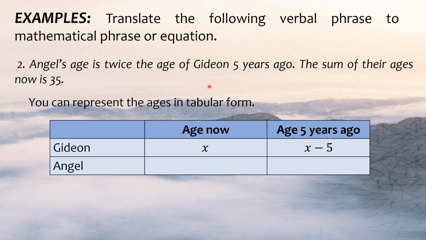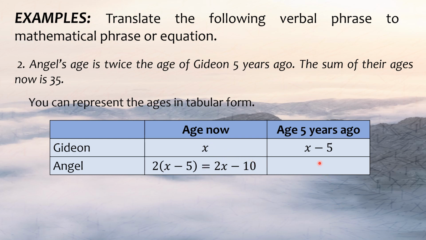Ibig sabihin, ang edad daw ni Angel ay twice. Kapag sinabing twice, 2 beses na mas mataas sa edad ni Gideon 5 years ago. So, ibig sabihin, kapag sinabing twice, 2 beses, so that is 2. And then, yung 2, imumultiply natin sa age ni Gideon 5 years ago o sa x minus 5, kaya magiging 2 times x minus 5, or i-apply natin yung distributive property, 2 times x is 2x, and 2 times negative 5 is negative 10. So, ito na yung equation para sa edad ni Angel today.